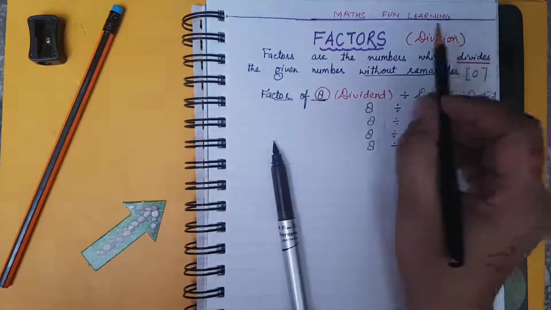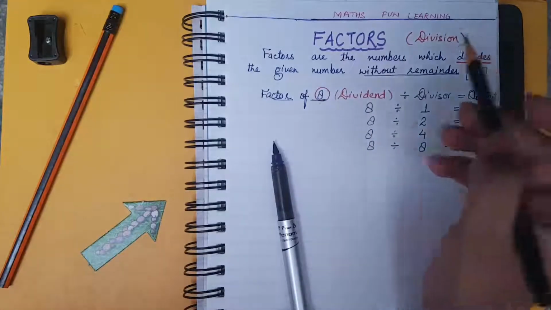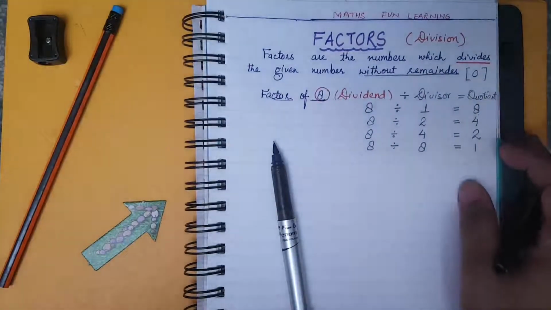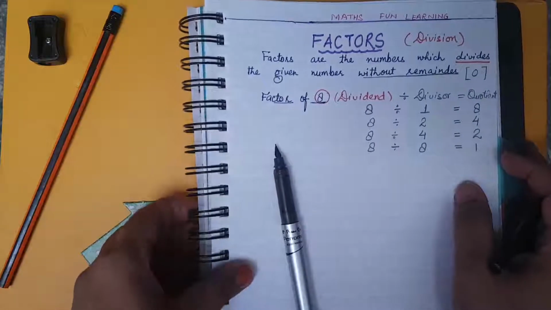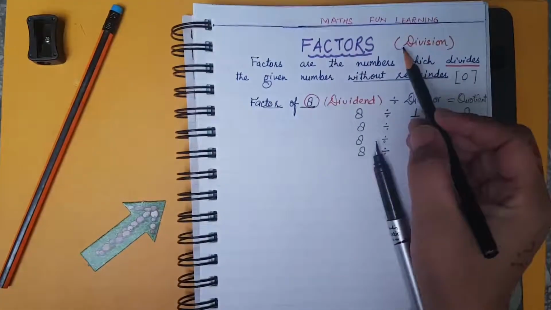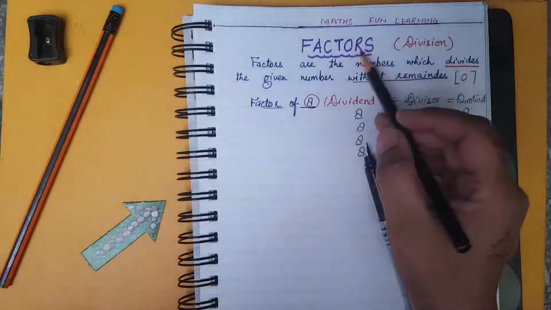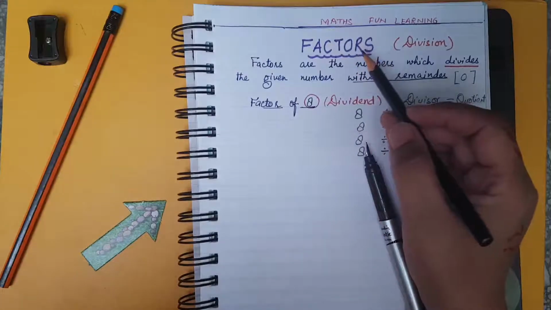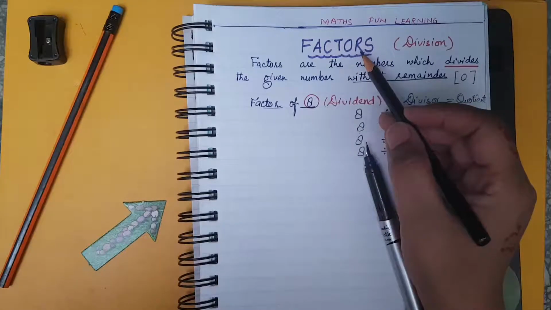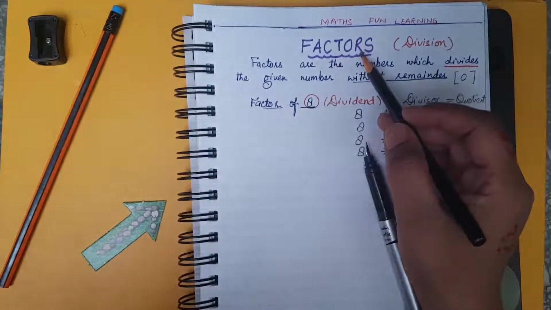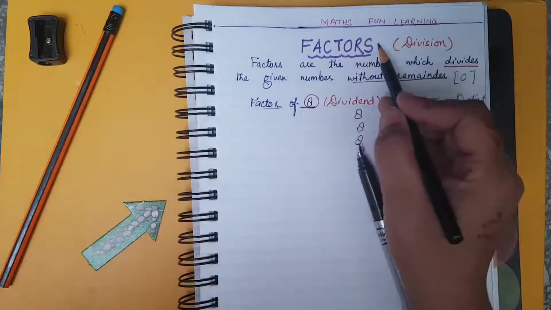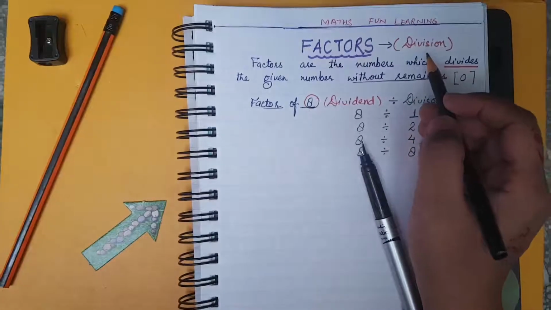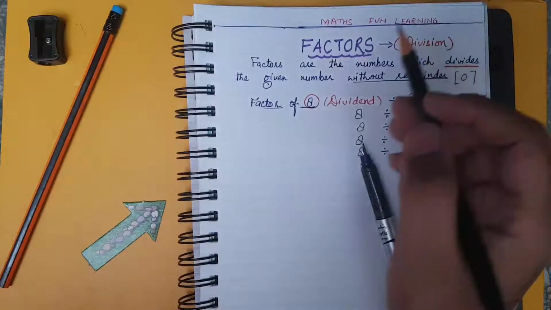Divides indicates a division. So always remember, if you're going to find out the factors, don't be afraid, because factors are simple division. Just try to understand the factors. If you have to find out the factors, always relate that factor with division. That means you have to divide that number. Okay, let's take an example.